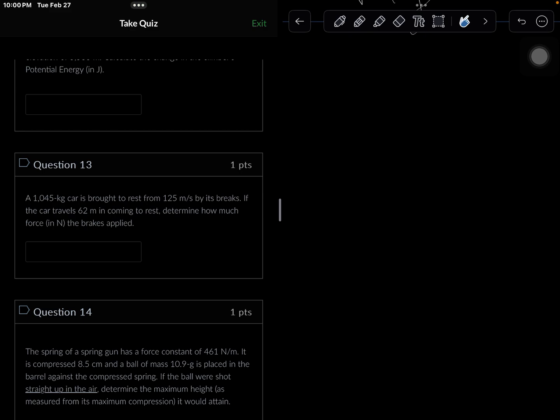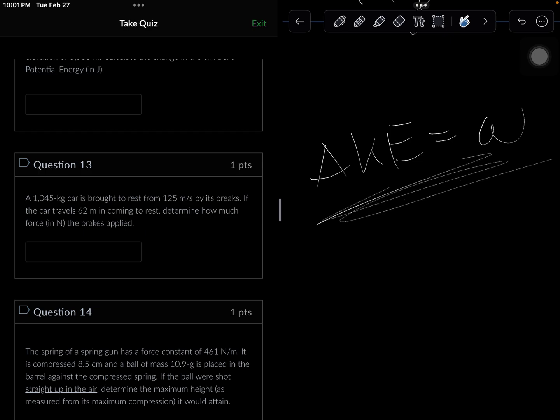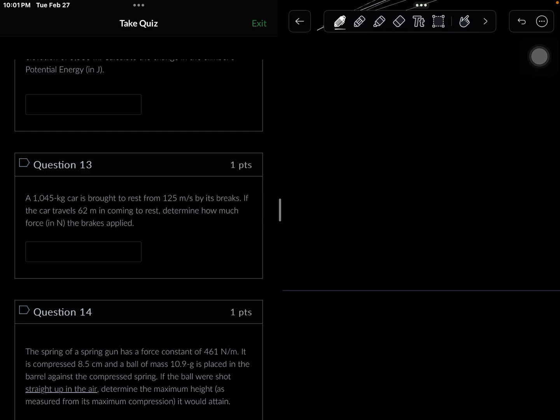Question 13. A car is brought to rest from a certain velocity. If the car travels 62 meters, how much force was required? Okay, same thing. Change in kinetic energy is equal to work. Remember this. This is key for the entire assignment, probably the entire unit. Initial kinetic energy is whatever the velocity of the car is squared times mass times 1/2, mv squared. Again, solve for that. Final kinetic energy, it is fully stopped.